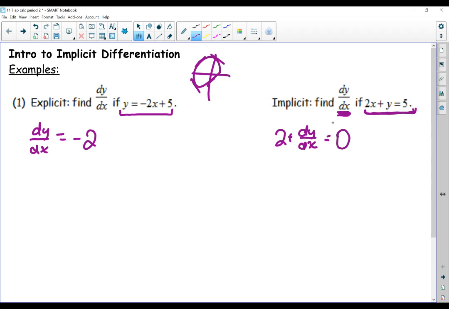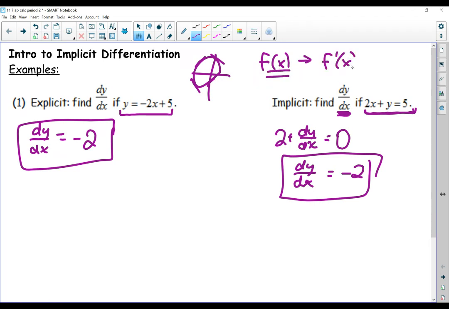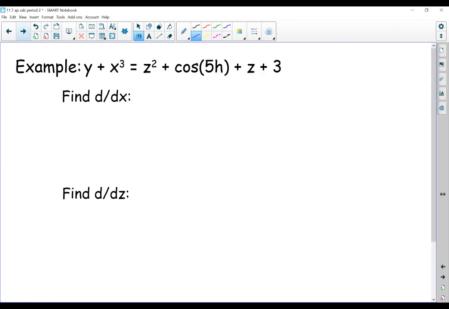This is a relationship that gives me the slope. It's just not explicitly defined for the slope. If I get dy dx by itself, I get dy dx equals -2, which is the same thing I got when it was explicitly defined. It's the same idea as f of x. F of x is a function, and its derivative is another function we call f prime. So let's look at something a little more complicated. Let's say I have a relationship here. This is for my future engineers and people who are going to save the world.